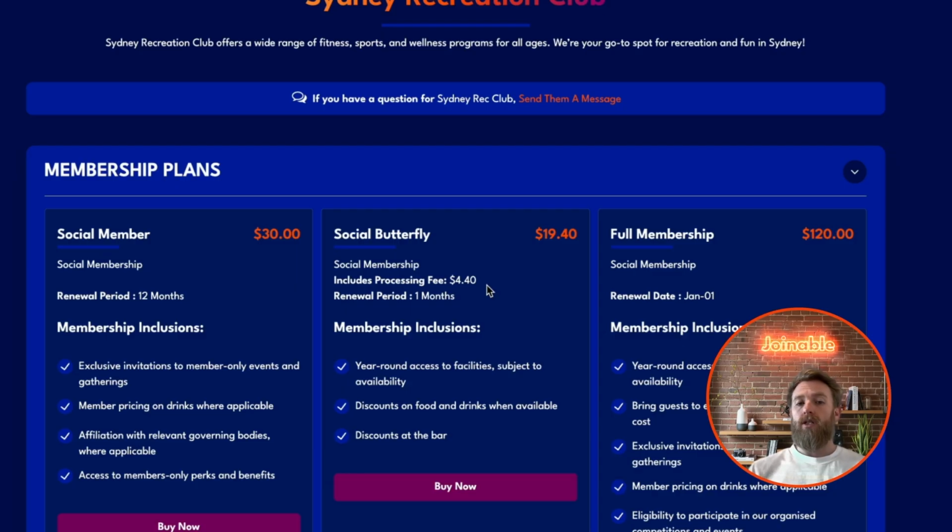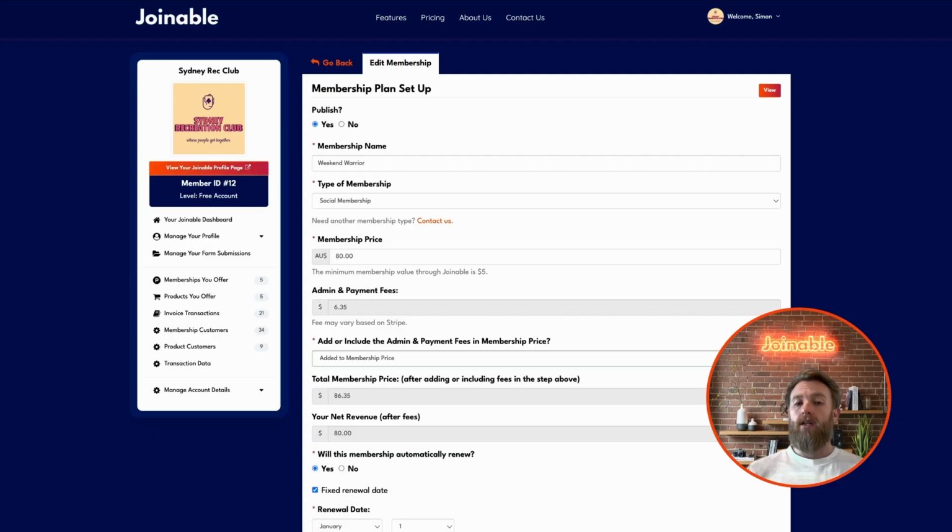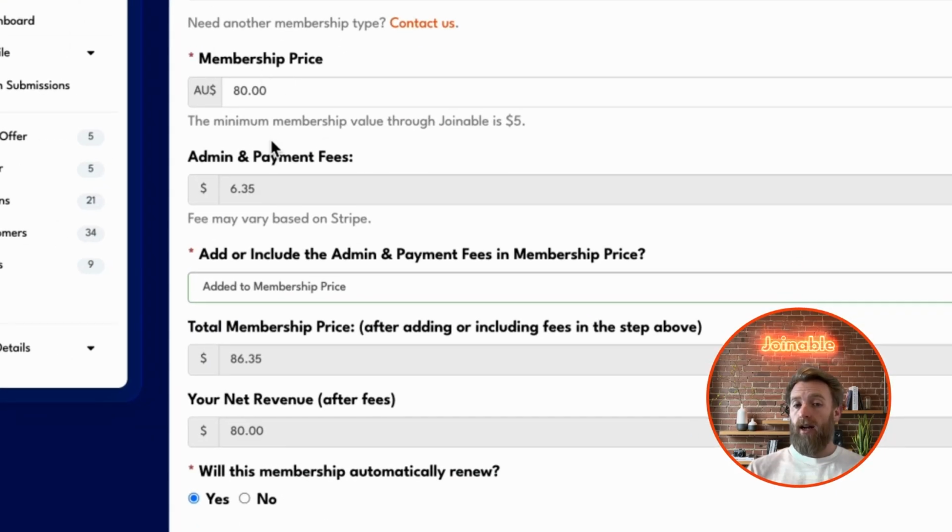So what we suggest is increasing the price so that your price is the same or a little bit higher than the transaction fee. So if you usually charge $80, for instance, for this particular membership, the transaction fees are going to come out to about $6.35 at $80. Now, if we change that to say $88, you'll see that the admin and payment fees change to $6.59. Now, if you choose to include that in the membership price, you'll see here that the total membership price is $88, and your net revenue is $81.41.